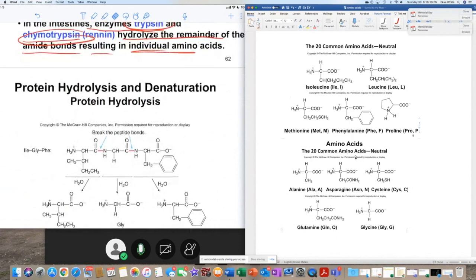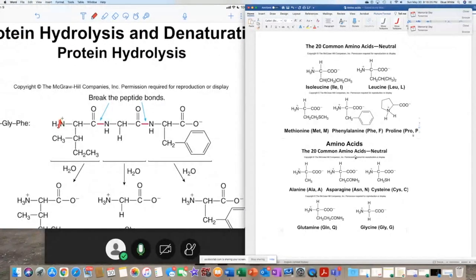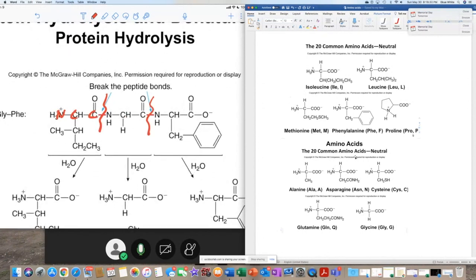Okay, so here we're trying to break down the protein to get amino acids. So just like we did before, count N-C-C, and that's where the bond will break. This is where the bond will break. And so you have to bring back what was lost, right?